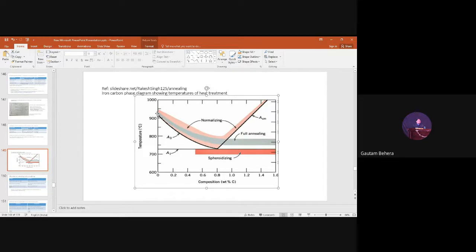You understand, this is your A3 upper critical temperature for hypoeutectoid steel. And for hypereutectoid steel, this is the upper critical temperature. And this is the lower critical temperature, that is A1. So if you compare spheroidizing annealing, you can see the spheroidizing annealing temperature is just below the A1.